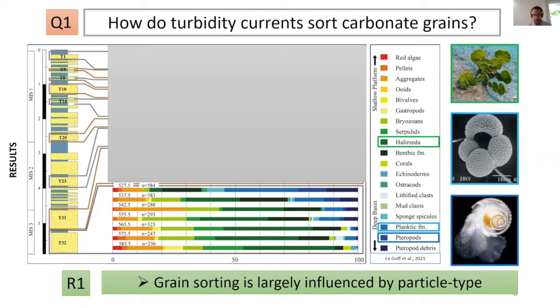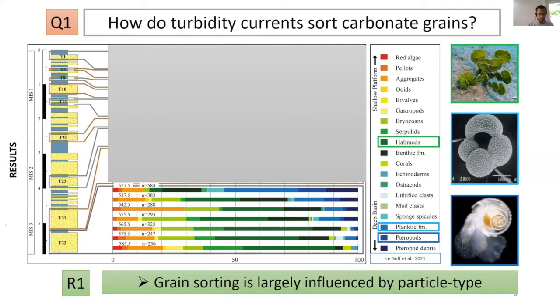At the very base of the turbidite T32, you have less than 5% of the deposit made up of the pelagic fraction. And at the top of the same turbidite, you have more than 50% of the deposit made up of the pelagic fraction. You have also other grains like Halimeda, which we have seen in a previous slide, which make up something like 10 to 20% of the deposits. So we have a grain sorting in these turbidites, which is largely influenced by the particle type. This is the answer to our first question.